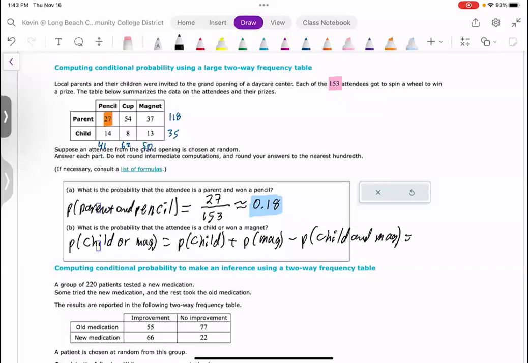Okay, so let's start with probability of a child. How many children are there total? It looks like there are 35 out of the 153. Probability of winning a magnet. So how many magnets were won total? That is the 50 out of the 153. And then I have to subtract off the overlap, which is the children that won a magnet. How many children won a magnet? That looks like 13 to me.